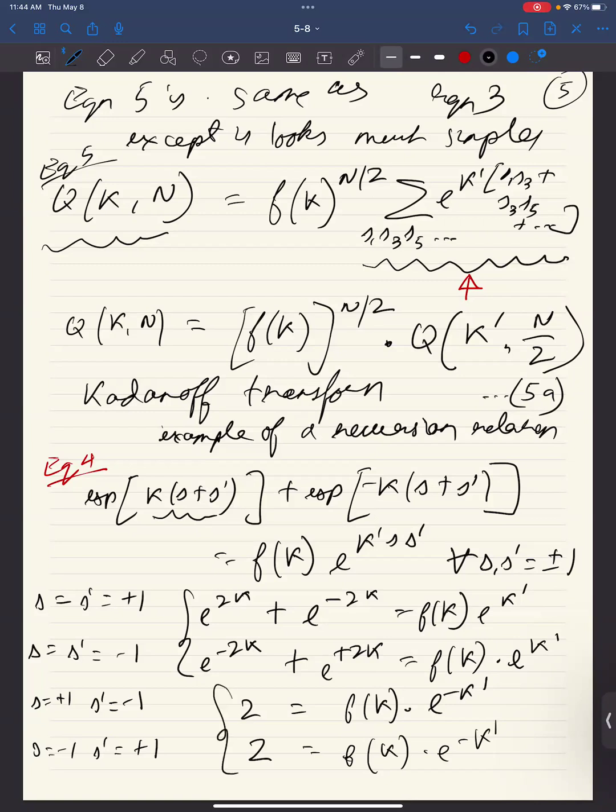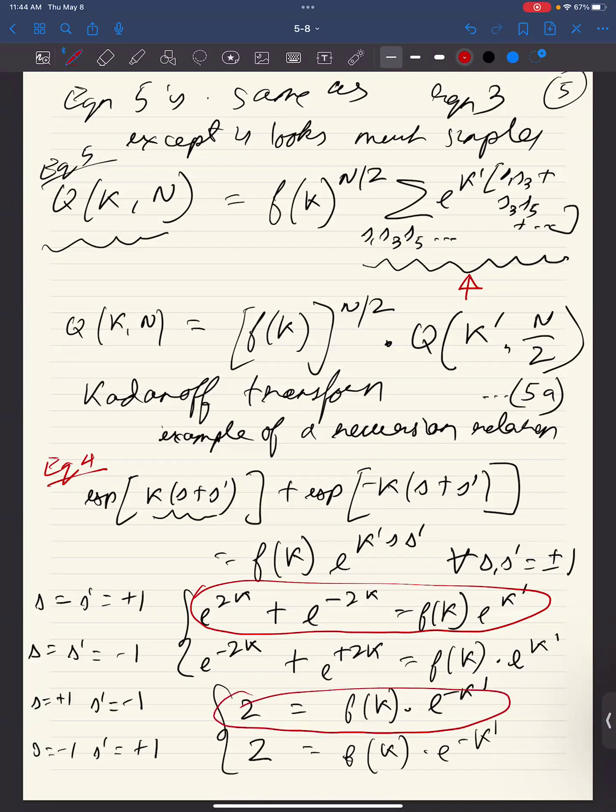The first equation is e to the power 2k plus e to the power minus 2k is equal to f of k multiplied by e to the power k prime. And the second equation is 2 is equal to f of k multiplied by e to the power minus k prime. Let's call this equation 6, and this equation 7. So we have 2 equations in 2 variables. We can solve for k prime. We can solve for f.